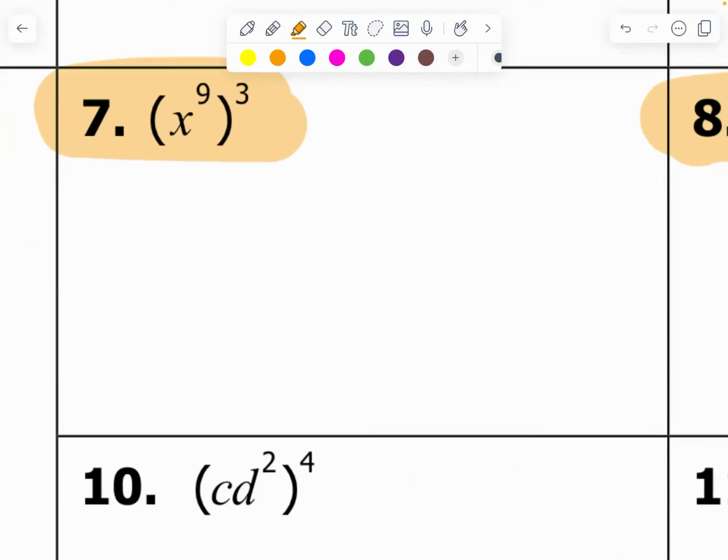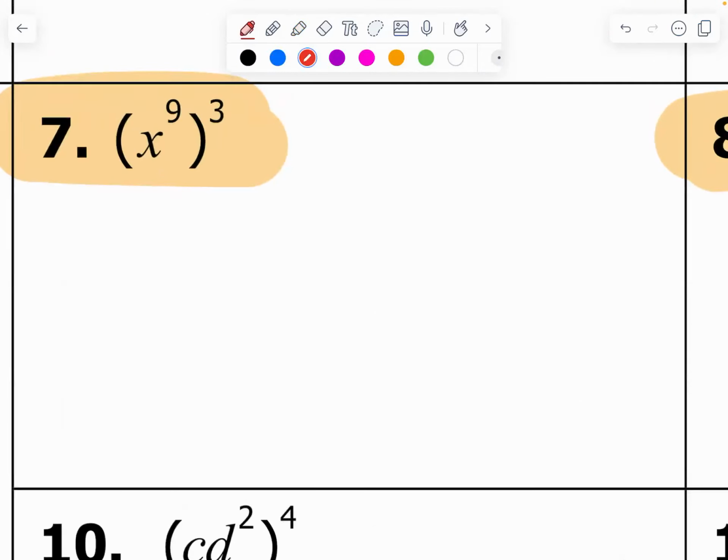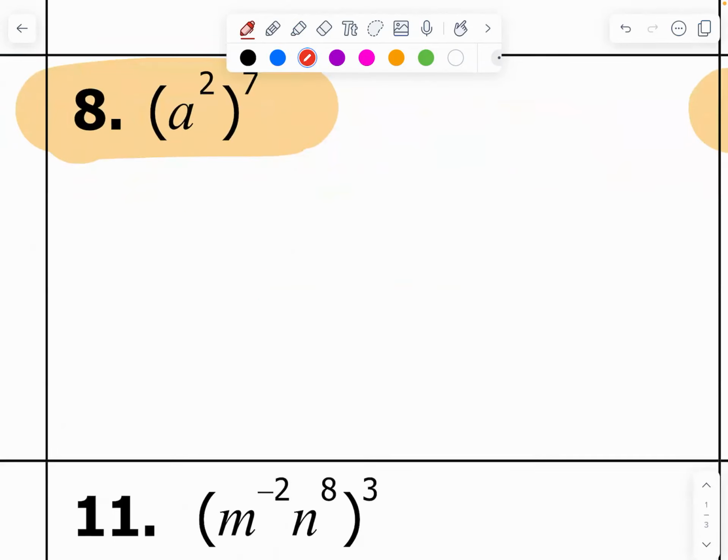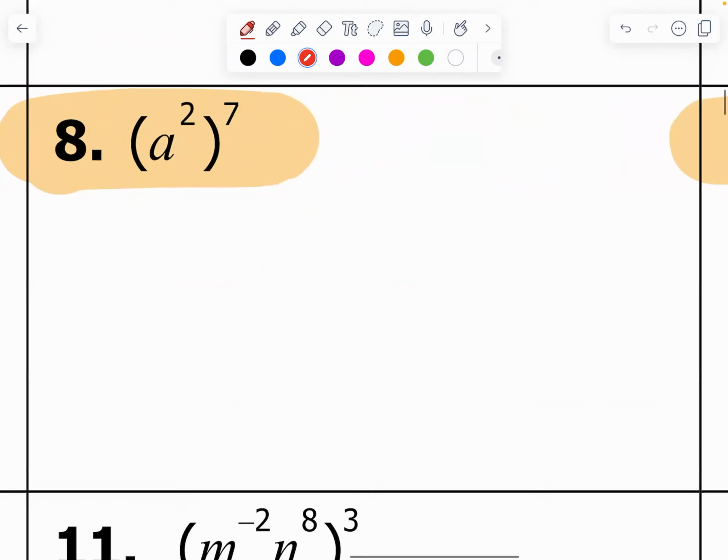Maddie, what did you write down for the answer to number 7? X to the 27th power. I love it. 9 times 3 is 27. Okay? Keep smiling. You're right. Number 8. Caesar, what'd you write down for this answer? A to the 14th. 2 times 7 is 14. I love it.